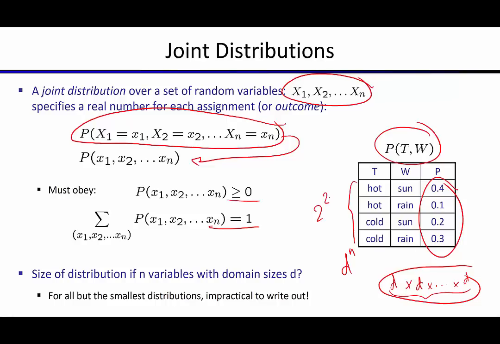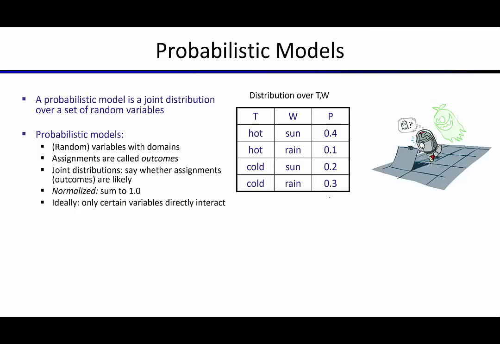If you have a large number of variables, this quickly becomes impractical. We'll worry about that in the next 4 or 5 lectures. For now, let's assume we can handle this. Probabilistic models correspond to joint distributions over a set of random variables. So a probabilistic model consists of random variables. Assignments to these variables are called outcomes. So the combination hot and sun is an outcome. The joint distribution says how likely each of these outcomes is, has to sum to 1, and only certain variables might directly interact in some cases, and that's something we'll exploit in the future.